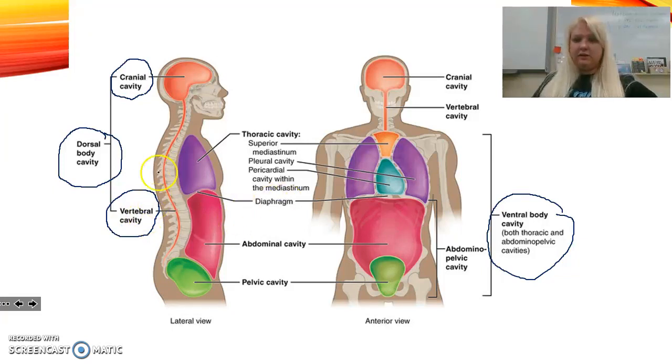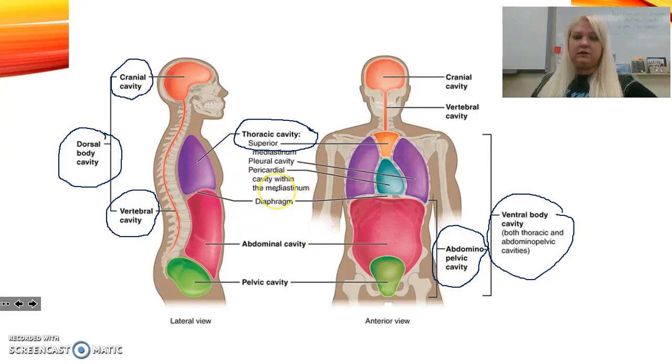All right, so let's move on to the ventral. The ventral is a little bit more complex because it is so much larger than the dorsal body cavity. So first, let's go ahead and talk about the two major subdivisions of the ventral body cavity. The first is going to be this thoracic cavity right here, and it's represented in that purple color. And then the other big body cavity is the abdominopelvic cavity, which is the pink and the green combined.